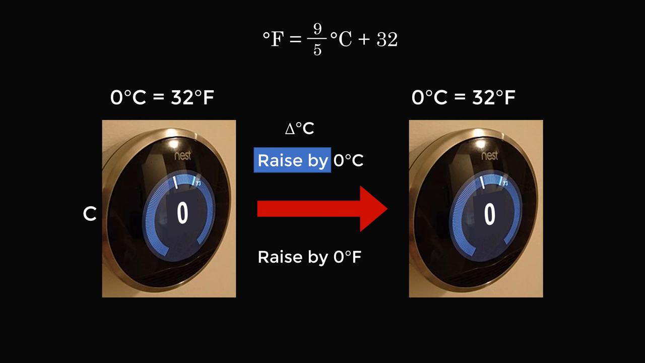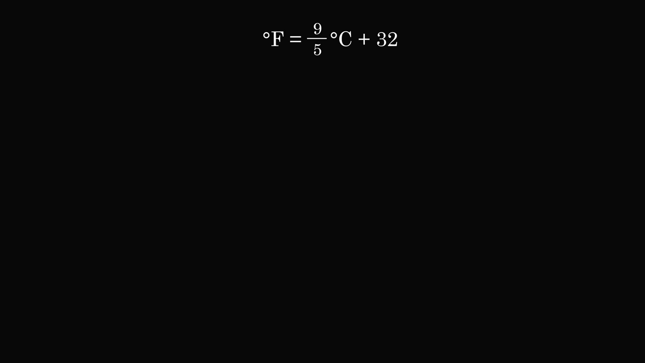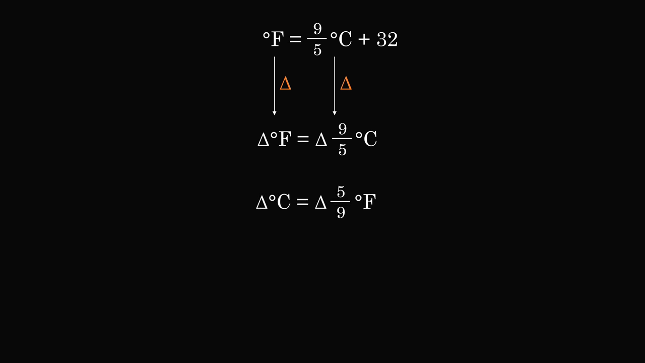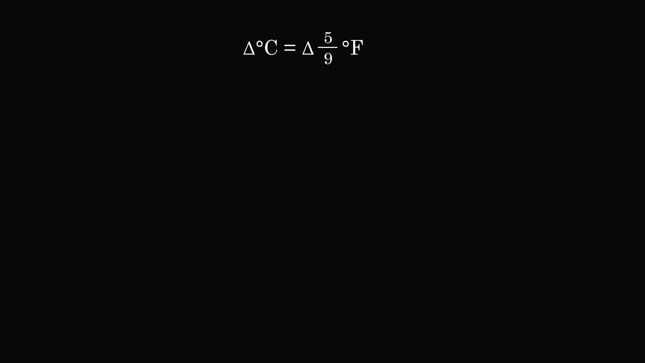So let's work this out mathematically. We know that degrees Fahrenheit is equal to 9 over 5 degrees Celsius plus 32. Now, if we apply the delta operator, or the change, to both sides of the equation, we get that a change in degrees Fahrenheit is equal to a change of 9 over 5 degrees Celsius. If we solve this for degrees Celsius, we get that a change in degrees Celsius is equal to a change of 5 over 9 degrees Fahrenheit. So this is what we want to apply to our original problem.